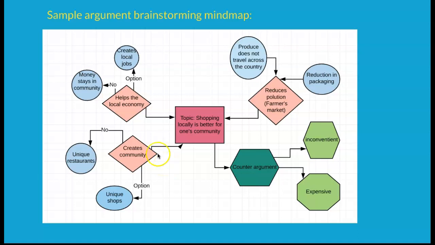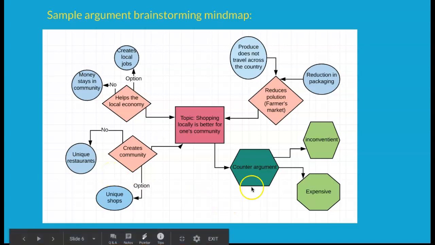The third argument here is that shopping locally helps create a strong community through unique restaurants and unique shops. So my thesis would have to do with shopping locally being better for one's community. This would be a body paragraph. This would be a body paragraph. And this would be a body paragraph.